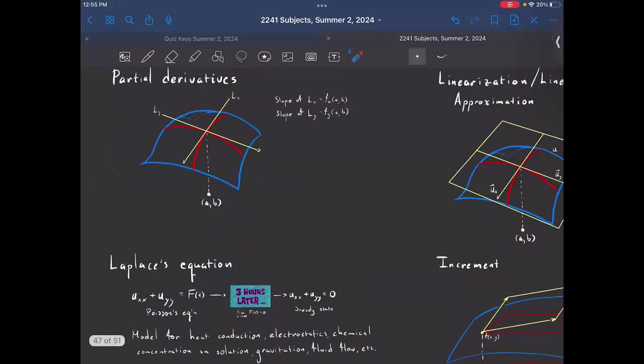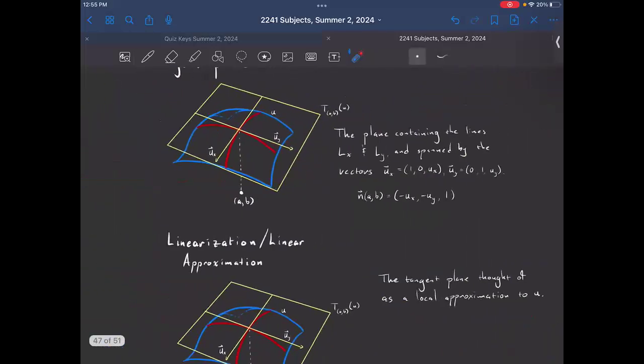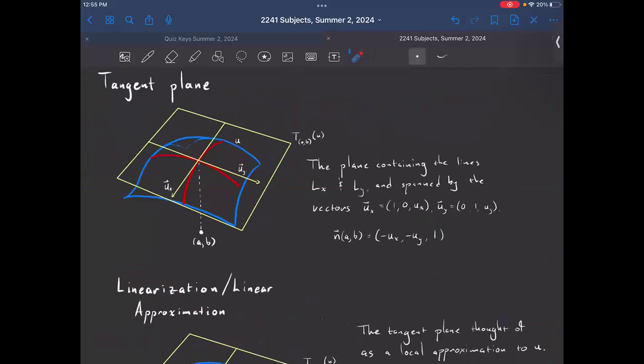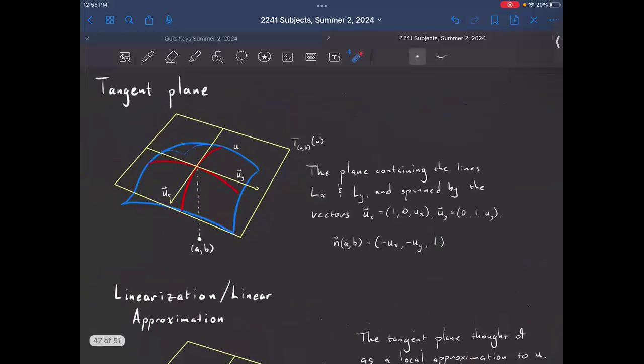Okay. Moving on, we have a fun picture here, the tangent plane. Okay, so this is the same picture as before when we had our partial derivatives, except now I've labeled things a little differently and drawn a plane in. So these are still our lines Lx and Ly, except now I've put some vectors in here, u_x vector and u_y vector, and I've called my surface u instead of f.